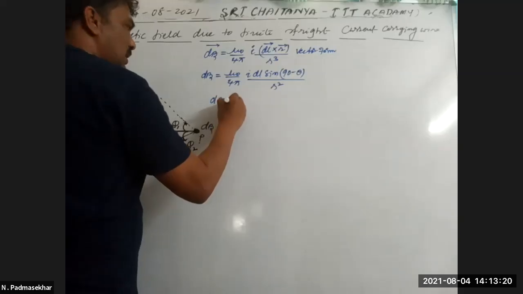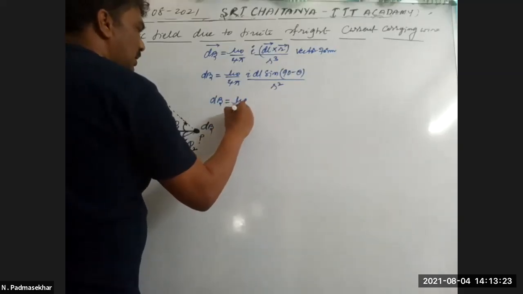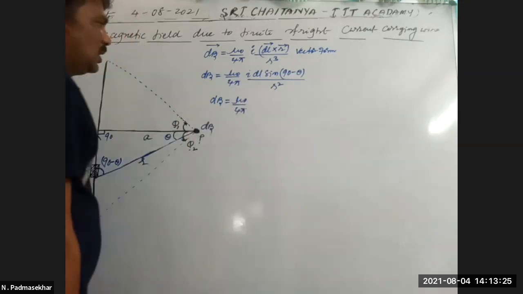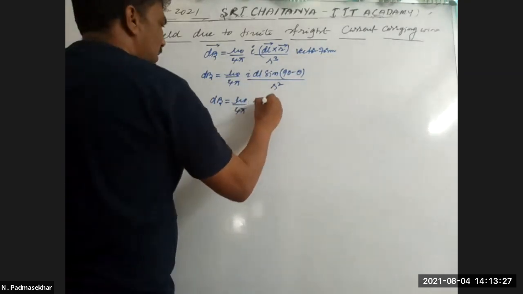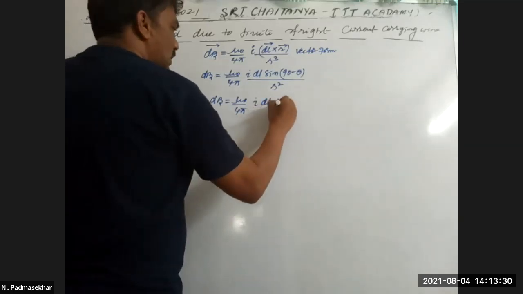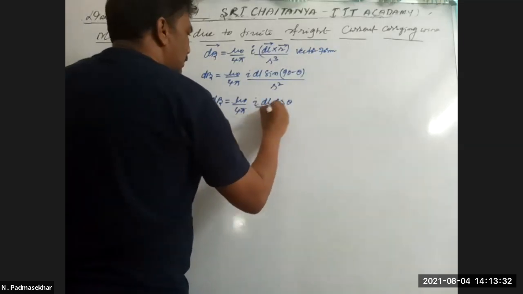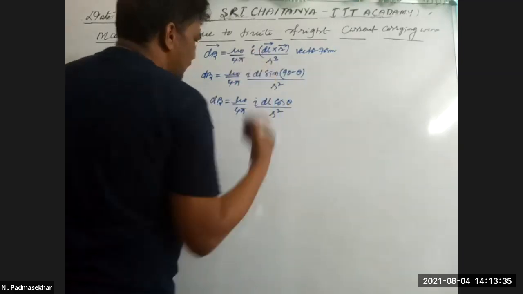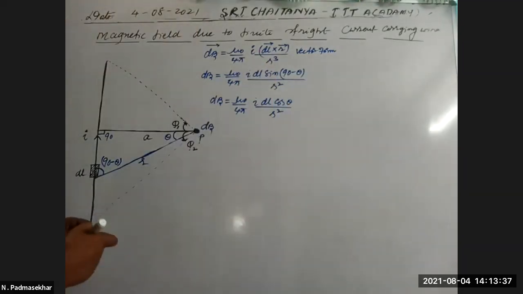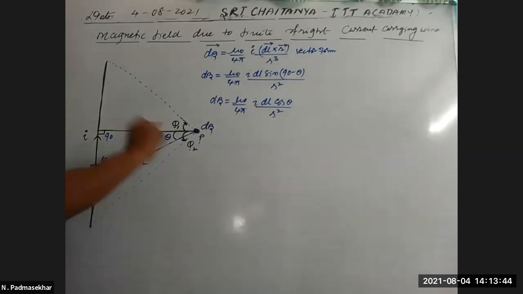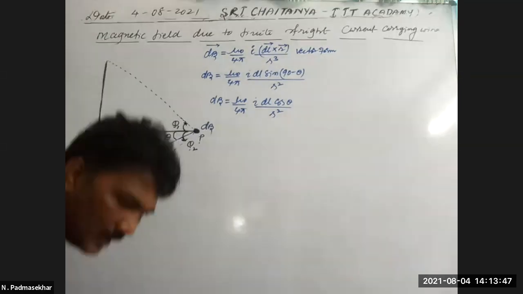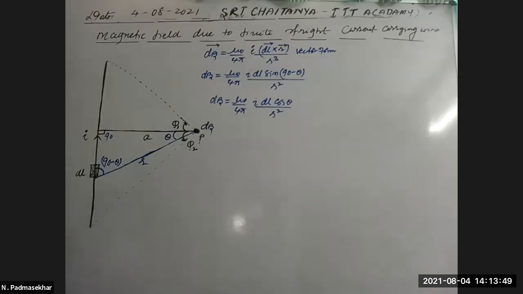So dB equals mu naught by 4 pi, I dl cos theta by r square. And what is this r, and what is dl? How do we find dl, and how do we find r?